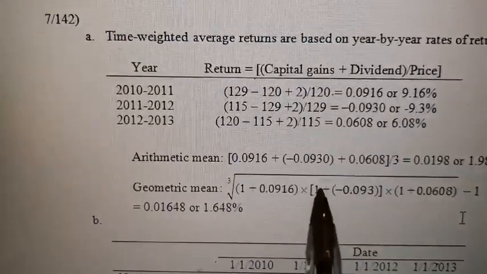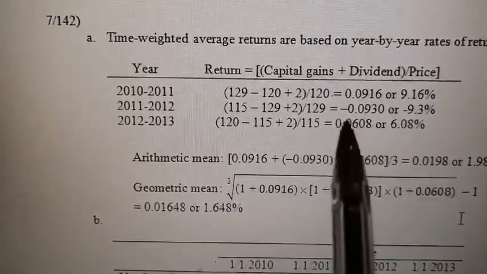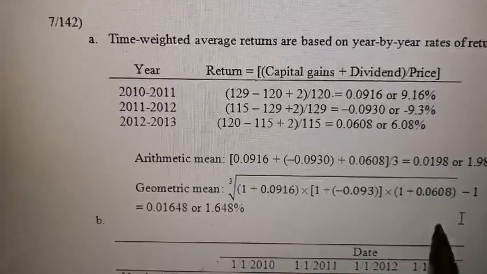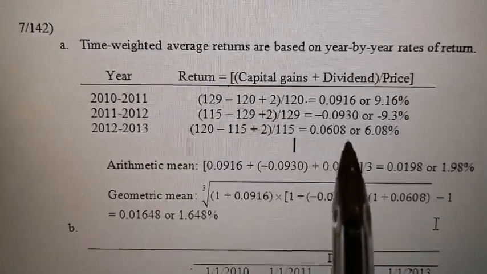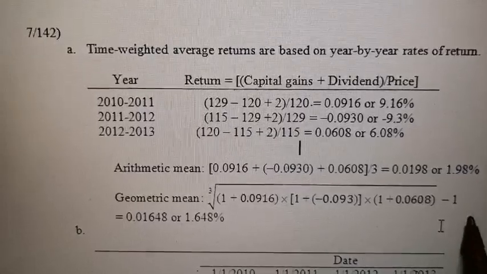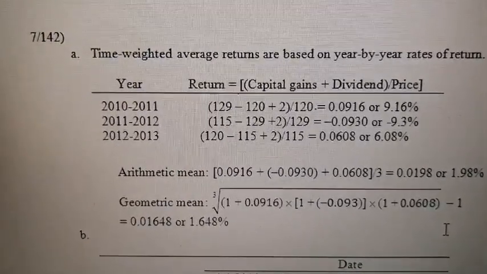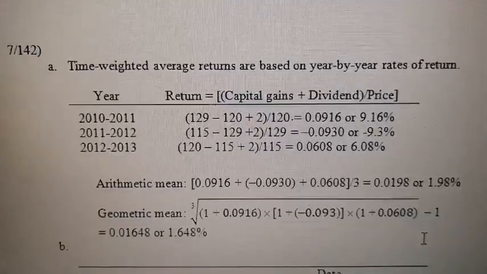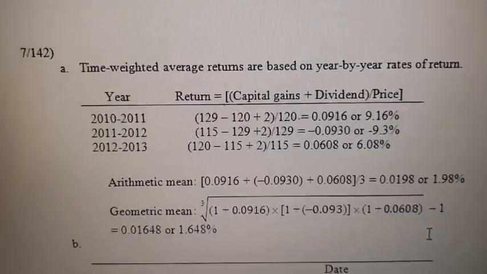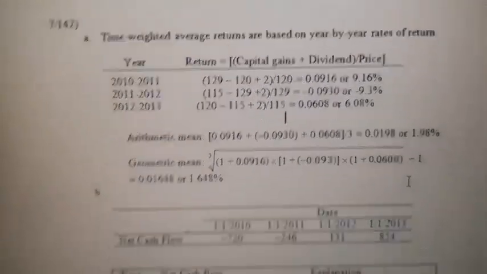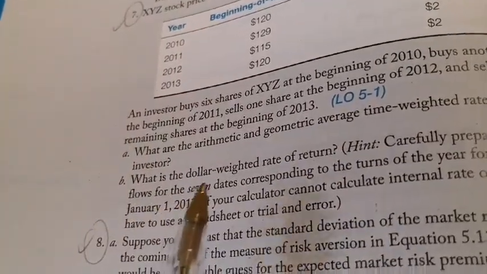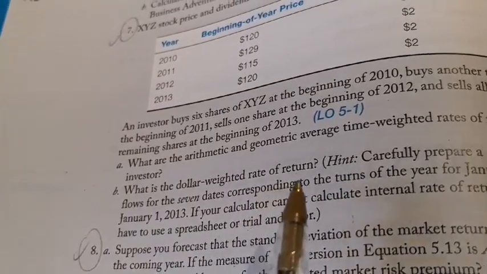rate of return times 1 plus second rate of return times 1 plus the third rate of return, all minus 1, and the answer is 1.648%. That's for part A, arithmetic and geometric mean. As for part B, what is the dollar weighted rate of return?